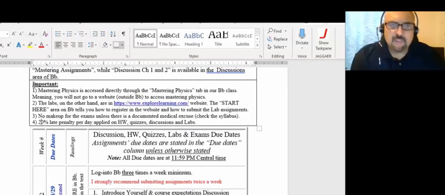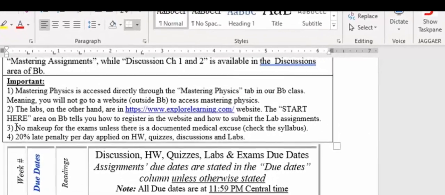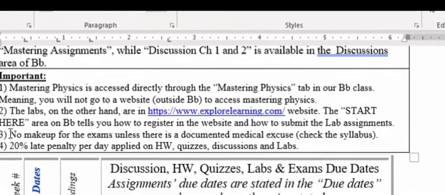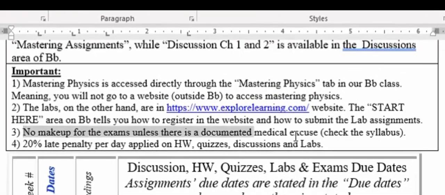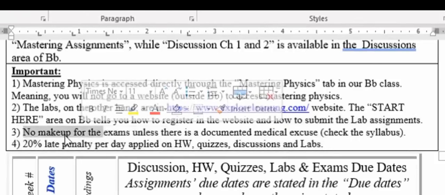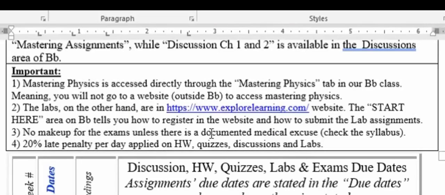Now here are important statements about the makeup policy, which is also stated in detail in the syllabus. To put it briefly, there will be no makeup for the exams unless there is a documented medical excuse. You don't need to include the reason or the medical condition. I just need a paper from your medical provider that you had a medical emergency that caused you to miss the exam window. And remember, the exam window is not just 1 or 2 days, it's usually 3 to 4 days.